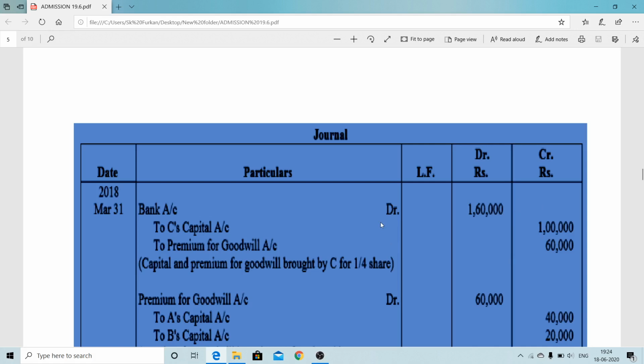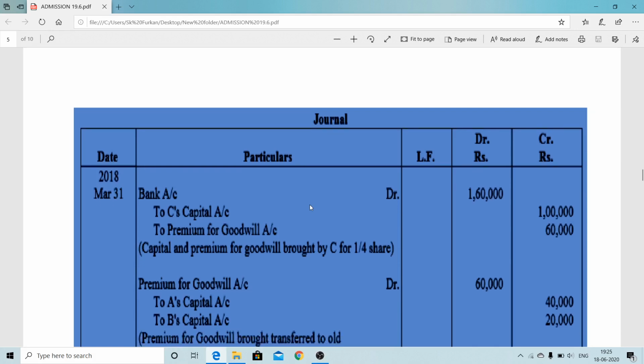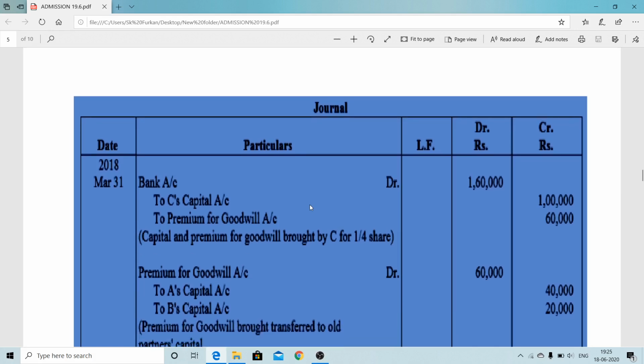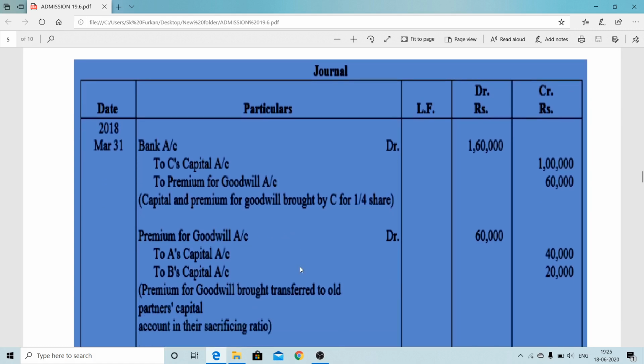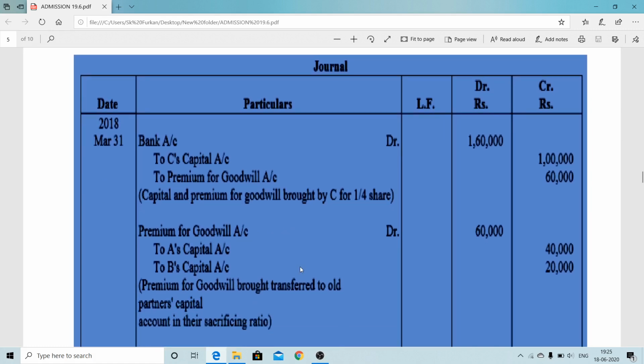Now when a new partner is able to bring his share of goodwill money, generally we use the premium method. In the premium method, first two entries are required. One, when he contributes the goodwill amount, one entry: bank to premium for goodwill. Another is the second entry, a transfer entry, where all partners enjoy that amount of goodwill. So the second entry: premium for goodwill account debit to A's capital, to B's capital. It is under the old ratio as well as the sacrificing ratio.